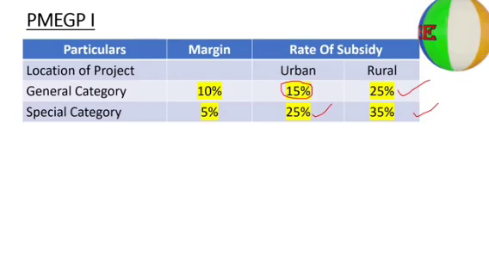Who will come in special category? Can you comment? It is SC, ST, minorities, women, ex-servicemen. Who else? SC, ST, women, ex-servicemen, minority communities, hilly area, northeast region.